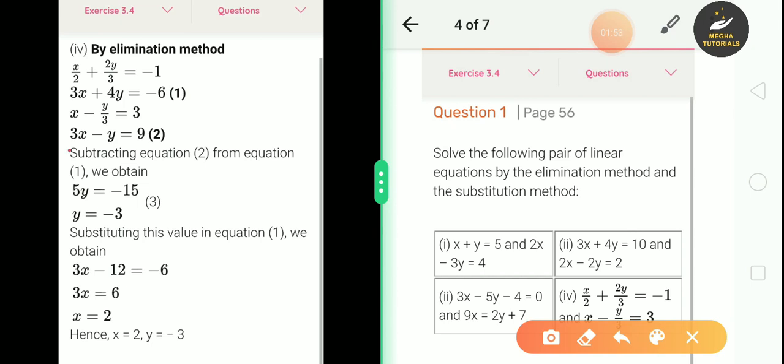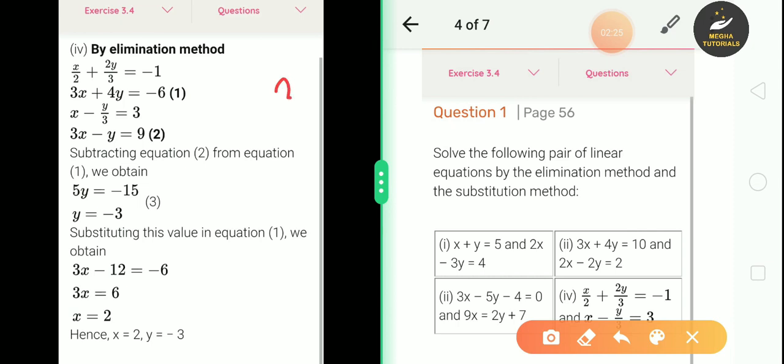So 3 into x is 3x, 3y upon 3, the 3 will cut, we get minus y, and 3 into 3 is 9. So equation 2 is 3x minus y is equal to 9. Now we can eliminate variable x because the coefficients of x in both equation 1 and 2 are the same. Therefore we can subtract equation 2 from equation 1.